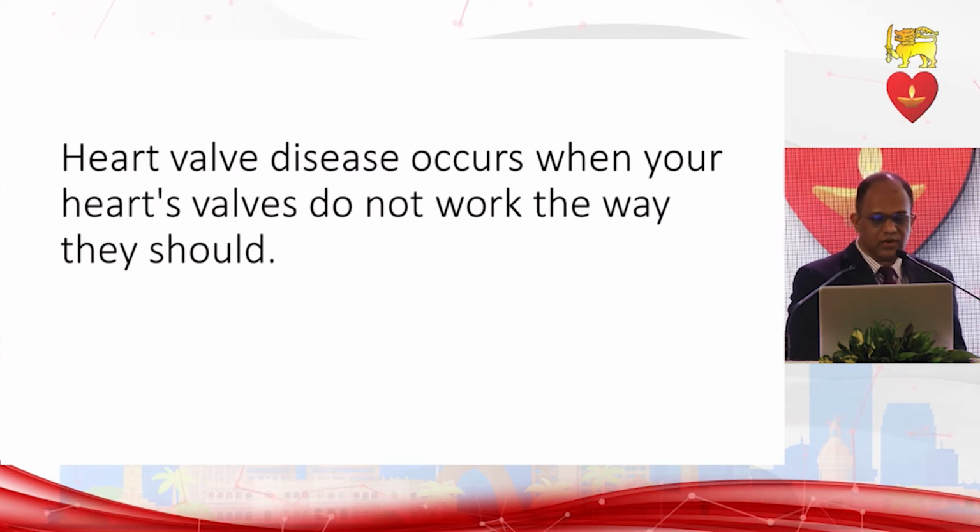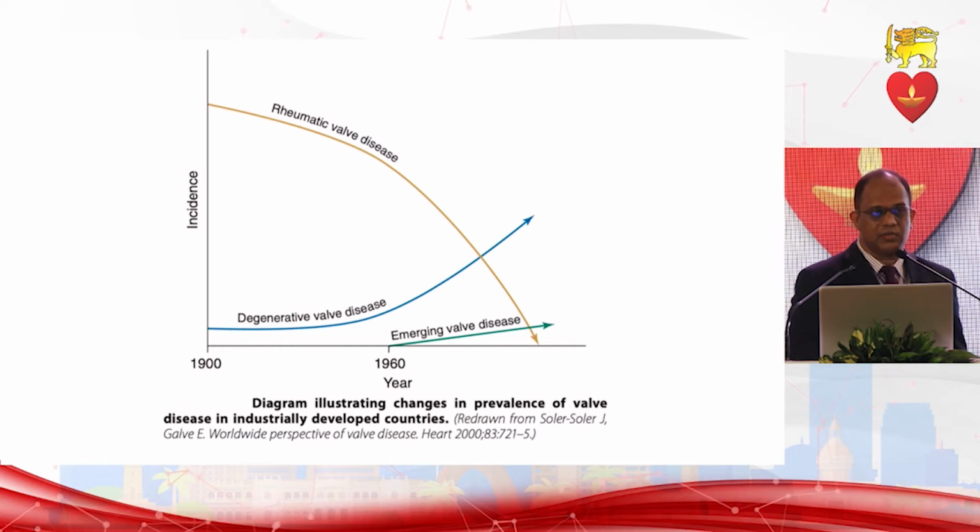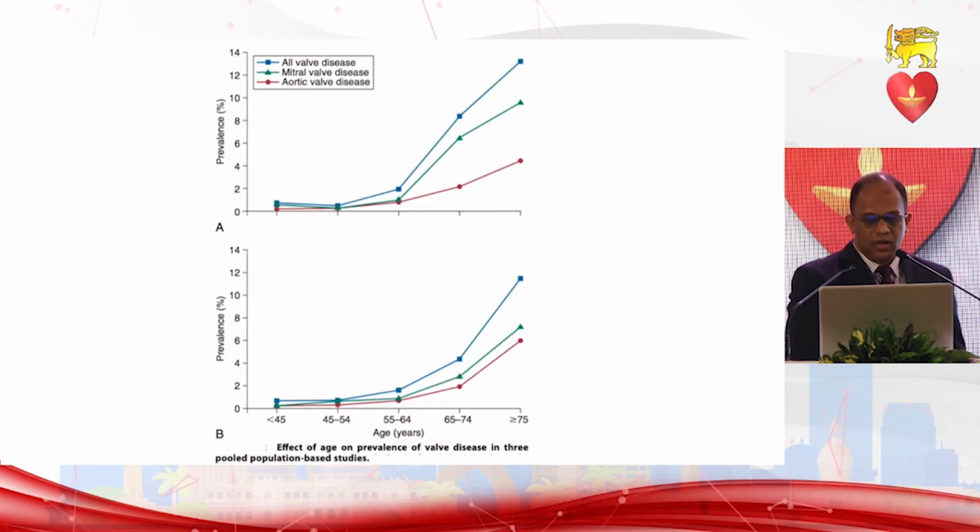Heart valve disease occurs when your heart valves do not work properly the way they should. With time, rheumatic valve disease is falling, while degenerative valve disease is on the rise, and there are some emerging valve diseases as well. When we compare populations with aging, the incidence of valve disease is getting higher and higher. Of these, mitral valve disease is the commonest, and aortic valve disease is the second most common cause of valvular heart disease.